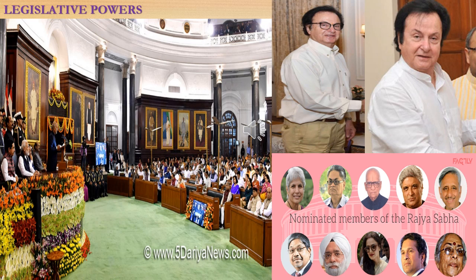So this address is essentially identical in nature to a speech from the throne in England. The President summons, that is officially arranges the meeting of Parliament at least twice in a year. He may send messages to either house of the parliament, maybe Lok Sabha or Rajya Sabha, with respect to a bill pending in the house.